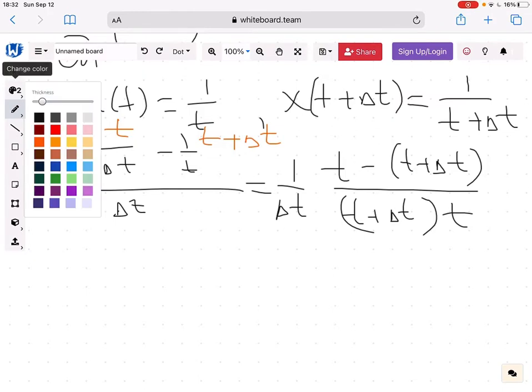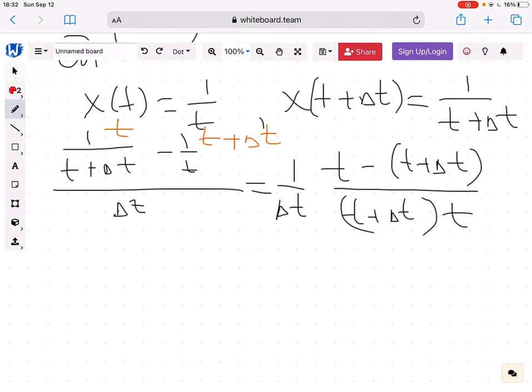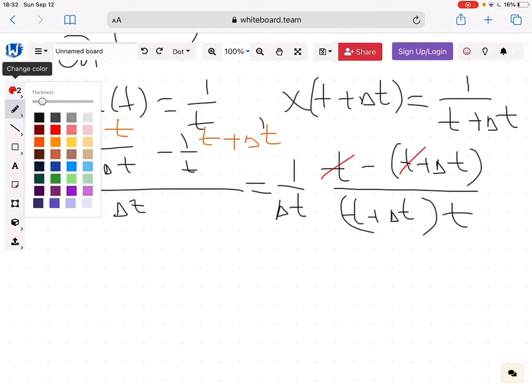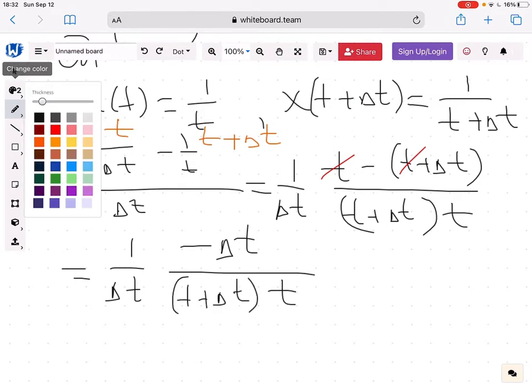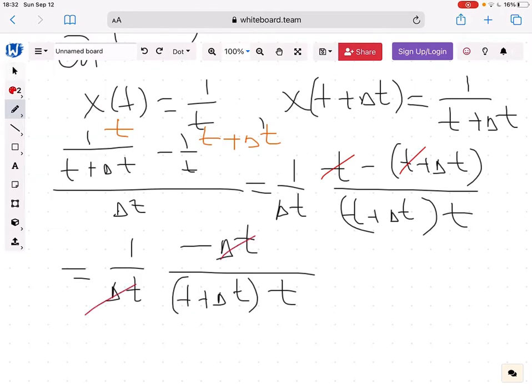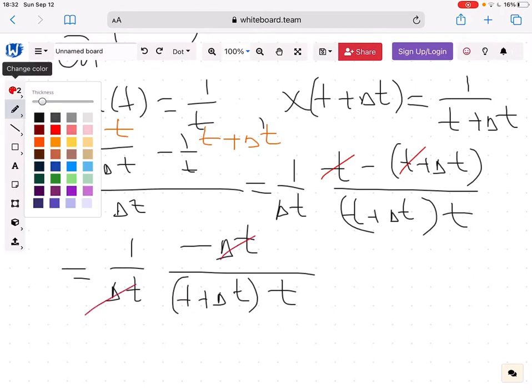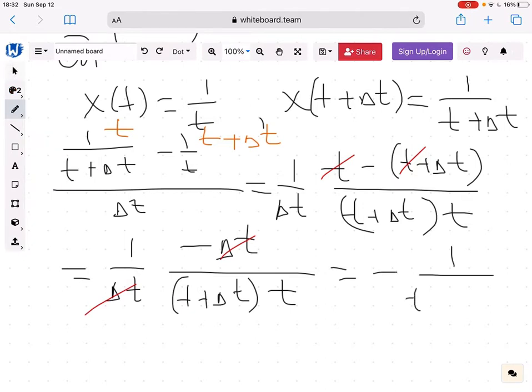Now notice that there's t here and minus t here. They go away. So what we have now left is 1 over delta t as before, but now what we have in the numerator is minus delta t. And in the denominator we have t plus delta t times t. Again, delta t in numerator and denominator cancels out. And all we have now is minus 1 over t plus delta t times t. Now we can't simplify it anymore.